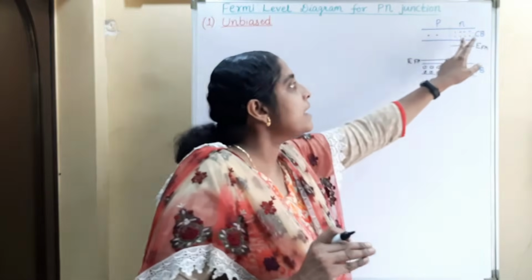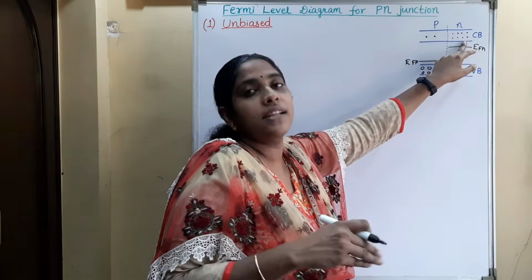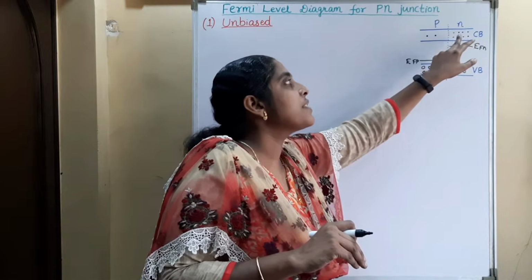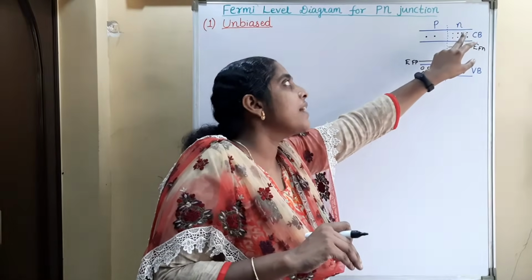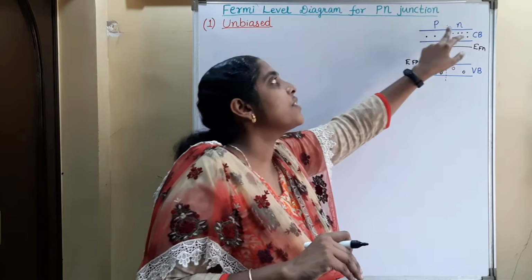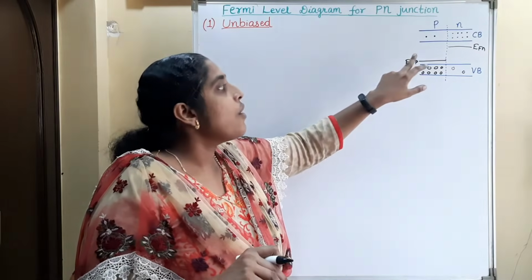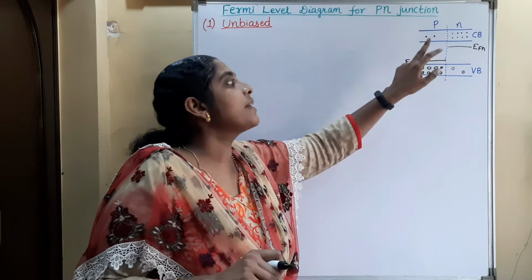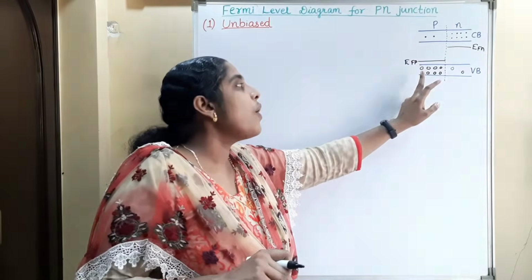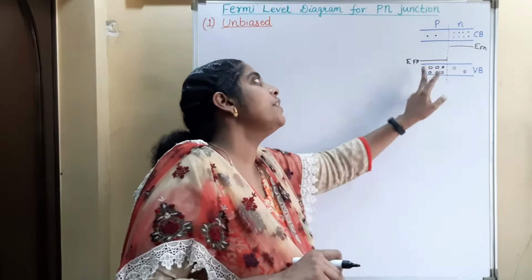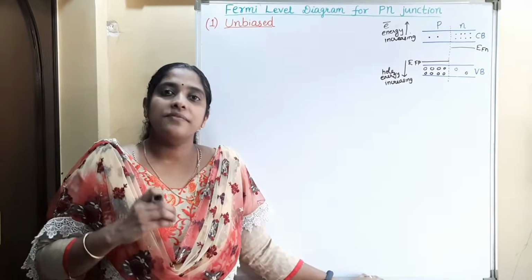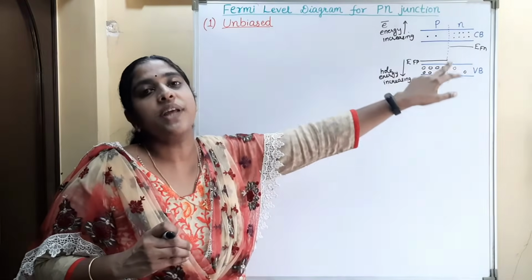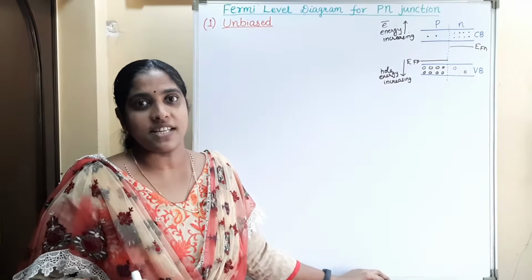Why? In N-side region, in the conduction band, there are more number of electrons. Because of the high occupancy of electrons in the conduction band of N side, the electrons can move from the N region to the P region. Similarly, the hole occupancy in the valence band in P region is high in comparison with the N side region. So the holes from the P region can diffuse into the N region. When the charge carriers move from the N region to the P region and from P region to the N region, what happens to the band structure?